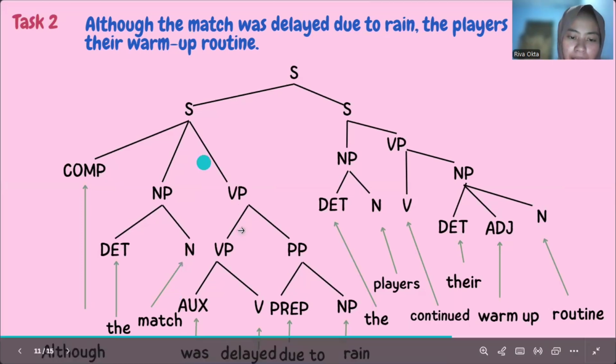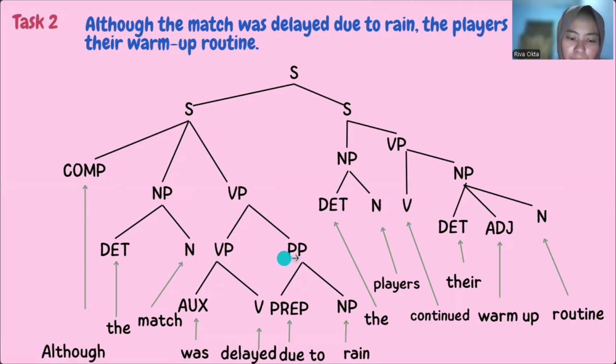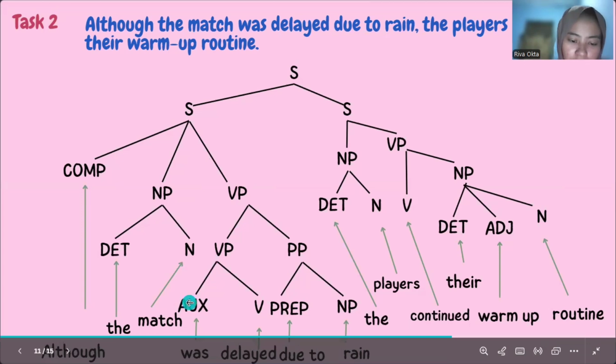The verb phrase is divided into verb phrase, prepositional phrase, and verb phrase, auxiliary verb, and verb. The prepositional phrase is divided into preposition and noun phrase. From this sentence, "although" is the complementizer, "the" is a determiner, "match" is a noun, "was" is an auxiliary verb, "delayed" is a verb, "due to" is a preposition, and the noun phrase follows.